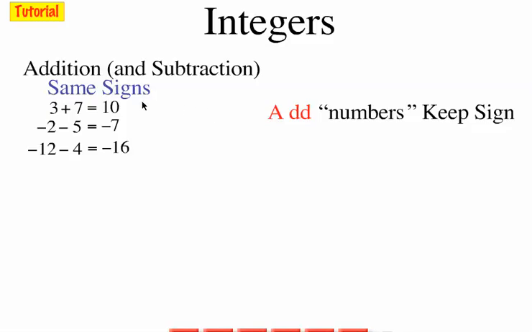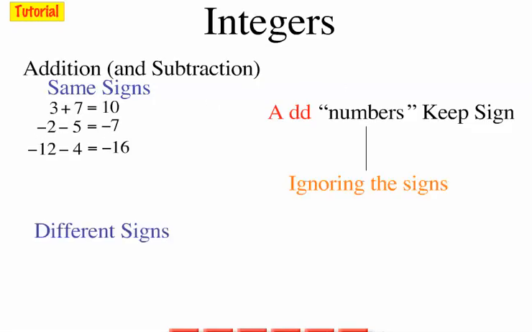Okay? So notice what we've done. The 3 plus 7 we just added, we got 10. The 2 and 5, to get 7, we just add the 2 and the 5, we get 7, and keep the negatives, right? 12 and 4, you get 16, and we kept the negatives. So what we do is we add the numbers, and I put that in quotations, because we're not really adding the integers. We've kind of ignored the signs. So we're just adding the 2 and the 5, and we get 7. And then we keep the sign. Okay, so we add the numbers and keep the sign.